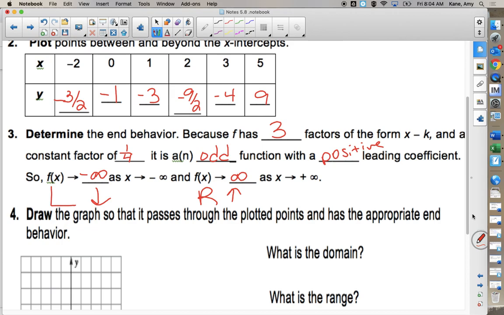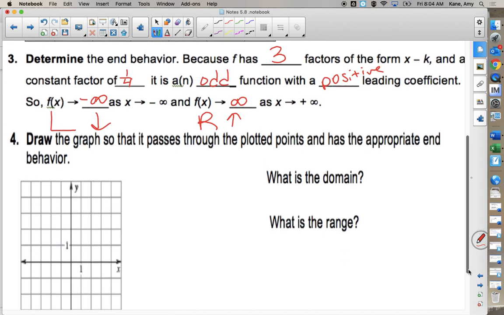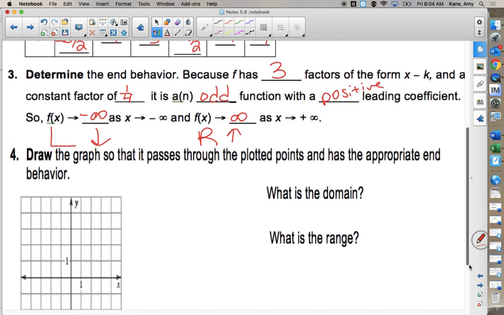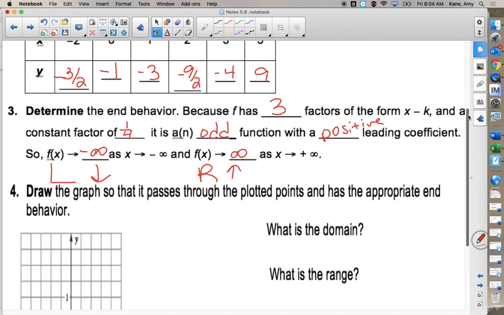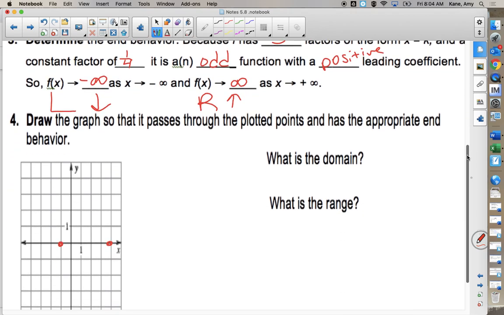The last part, we're going to see if we can graph this now. So we're going to plot the points. We're going to graph the x-intercepts. We're going to graph the points in the t-chart. And then we're going to see if we can get the end behavior. So plot the points in your t-chart.